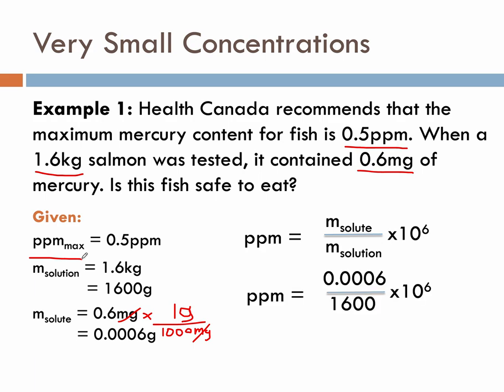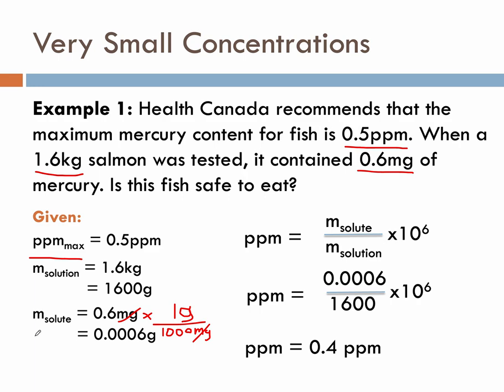We'll start by just tossing our numbers in here. So the mass of the solute, 0.0006 grams. The mass of the solution, 1,600 grams, times 10 to the 6. Put that all in your calculator. We actually have very few significant figures here, right? There's actually only one sig fig in my mass of the solute. So I'm going to round that off to 0.4 parts per million.